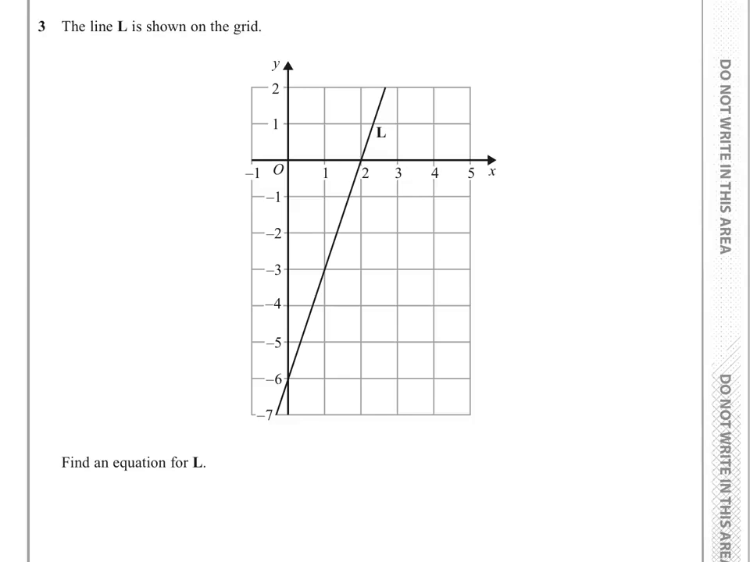Question 3. There's a straight line shown on the grid, and we have to find an equation for it. So I think the easiest thing to do here is to say that if I go along 1 unit on the x, we're going up by 3 times the amount on the y. So the gradient will be 3, and it looks like the intercept is at -6. So if y equals mx plus c, then we're just going to have 3x minus 6. So that's one way of looking at it.